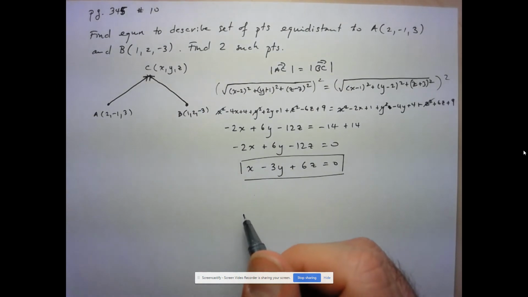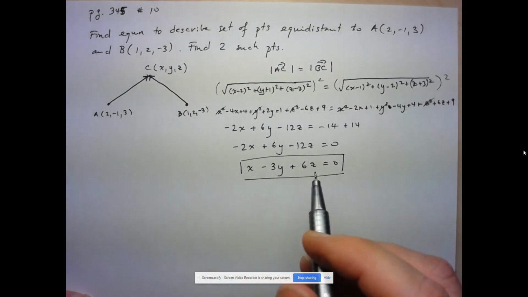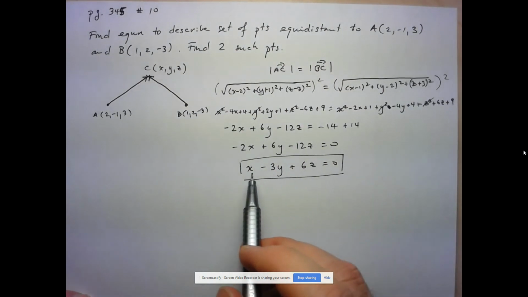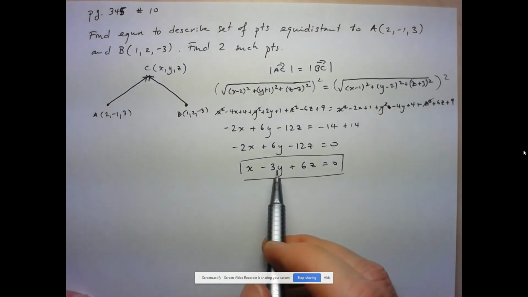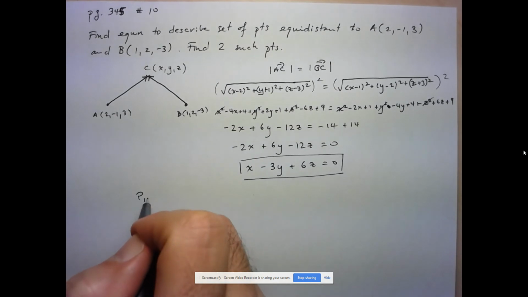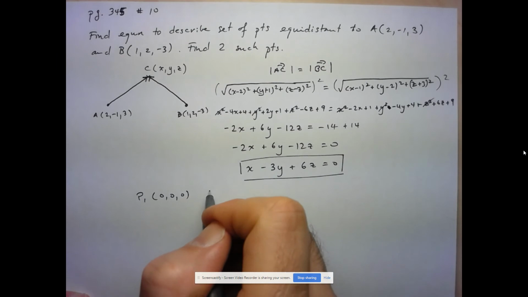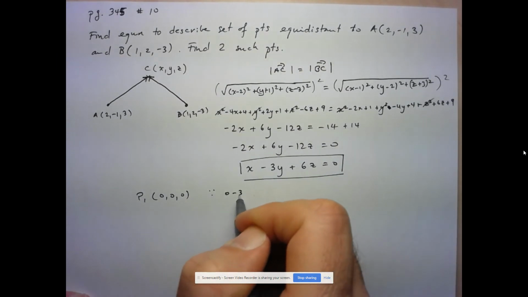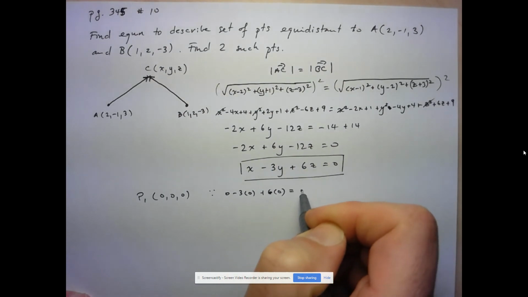All right, now the other thing they want us to do is to find two specific points. Well, there's a really obvious one when you look at it, because if x, y, and z are all 0, 0 minus 3 times 0 plus 6 times 0 is going to be equal to 0. So point 1, (0, 0, 0), that one's pretty easy. I'll even write it out, since 0 minus 3 times 0 plus 6 times 0 is equal to 0.